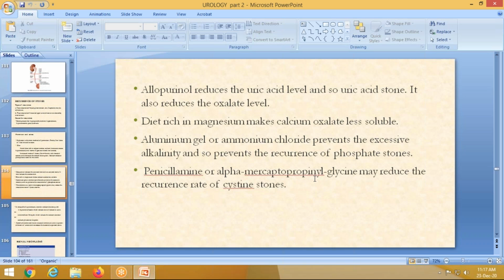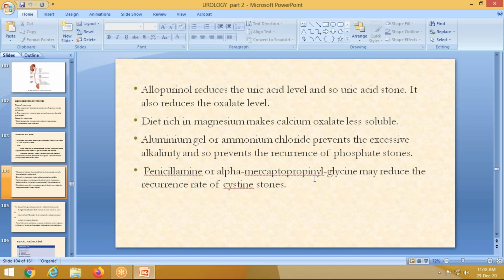Next, the diet should contain magnesium. What is the advantage of magnesium? Magnesium can combine with oxalates and produce less soluble compounds. Similarly, you should give aluminum gel and ammonium chloride to prevent alkalinity. Acidic urine can also be one of the etiologies producing ureteric stones, so you should give alkalization.